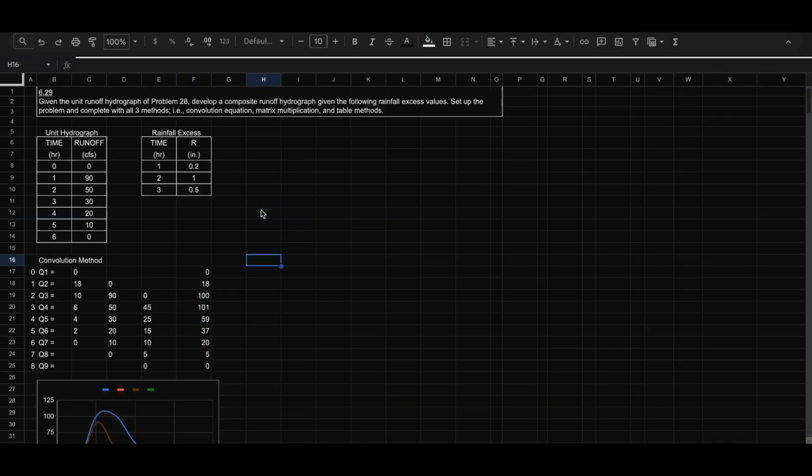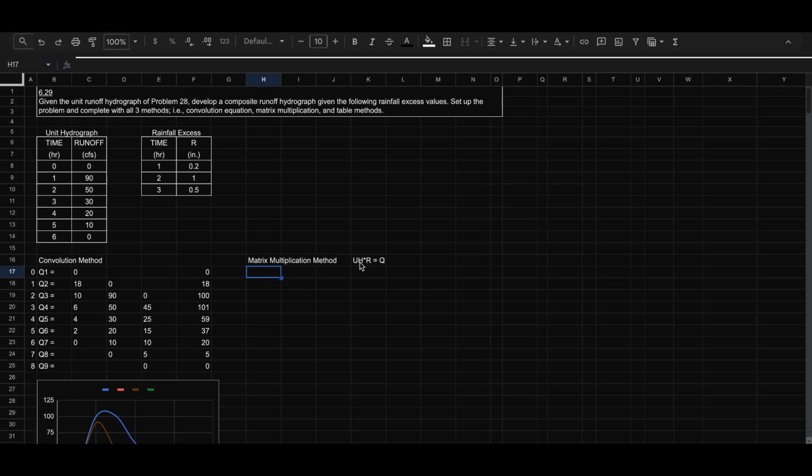Now we have another method, the matrix method, the matrix multiplication method. Let's do that. All this is doing is we are getting Q by multiplying the unit hydrograph times the rainfall excess. It gives us Q. That's all we're doing. That's also all we did here. The rainfall excess times the unit hydrograph gives us the Q values. But here we're going to use them as matrices.